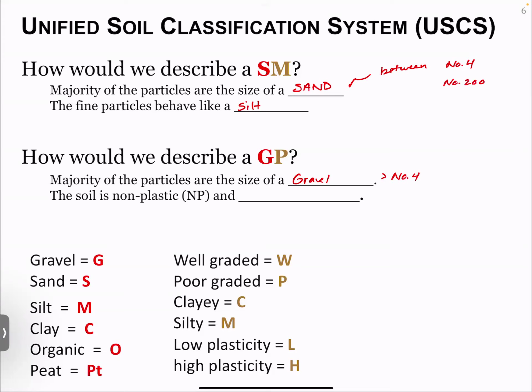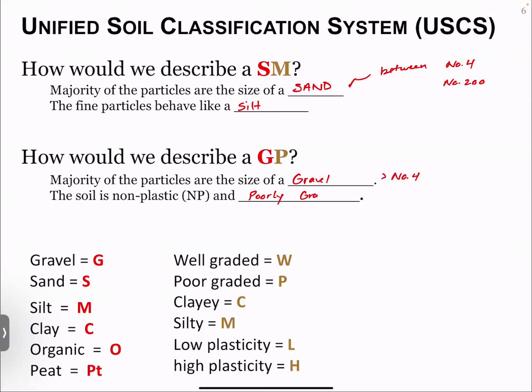And then the soil is non-plastic, meaning it won't stick together. So the gradation controls more so than the plasticity, so there's not a large amount of fines in it. And it is what type of gradation? Yeah, poorly graded.